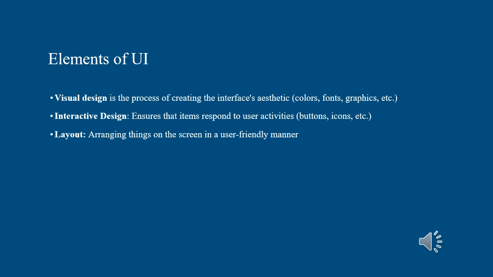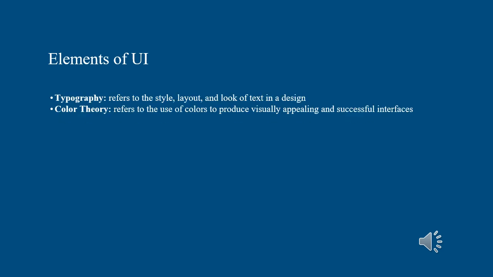Elements of UI. So the first element of UI is visual design. It is the process of creating interfaces with colors, fonts, graphics, and interactive designs. It ensures the item responds to user activities, like buttons and icons. Layout is arranging things on the screen in a user-friendly manner. Then, among the elements of UI, there is typography, which refers to the style, layout, and look of text in a design. Color theory refers to the use of colors to produce visually appealing and successful interfaces.